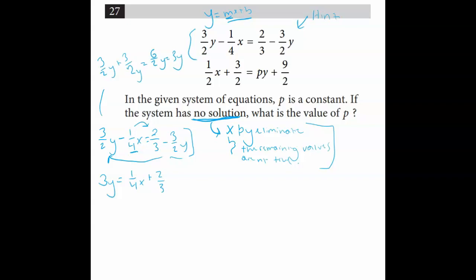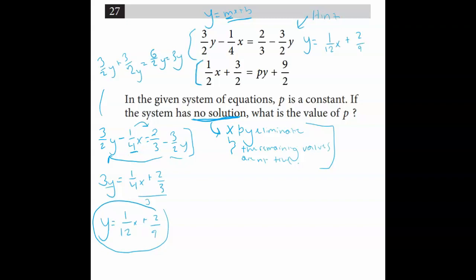And so to isolate this y, I just want to divide the whole thing by 3. And that gets me y equals 1/12, because it's 4 times 3, x, plus 2/9. And so for our top equation written in y equals mx plus b form, you get y equals 1 over 12x plus 2/9. And so that's how we get this one.